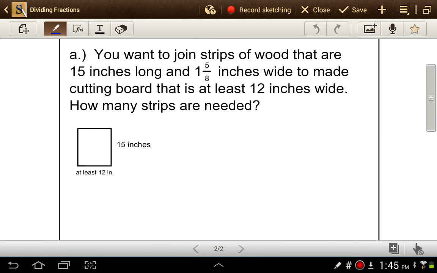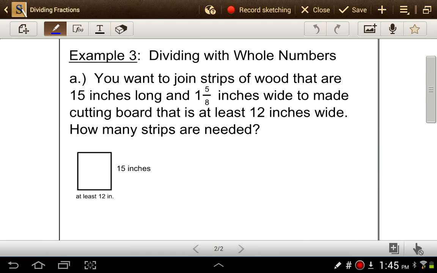All right, example 3. Now we're going to be dividing with whole numbers. A: you want to join strips of wood that are 15 inches long and 1 5/8 inches wide to make a cutting board that is at least 12 inches wide. How many strips are needed?